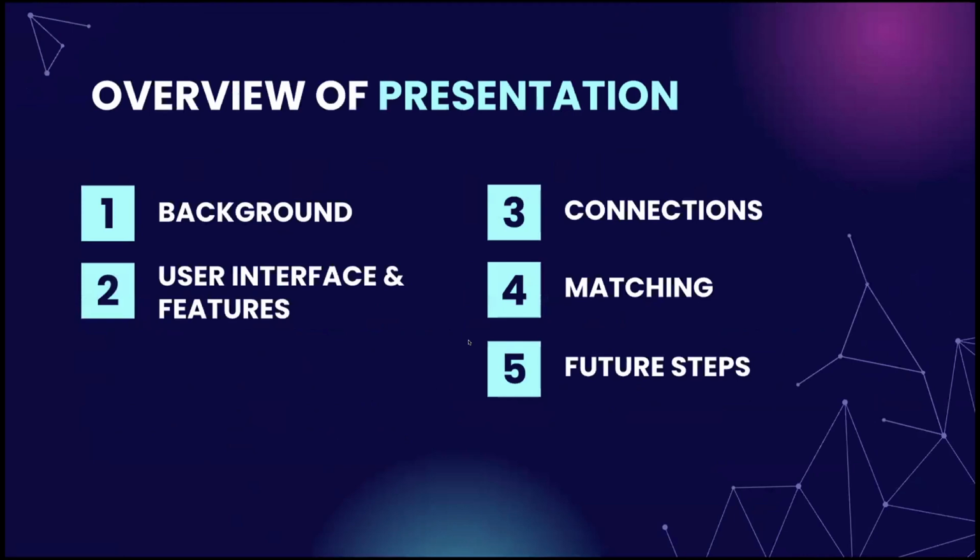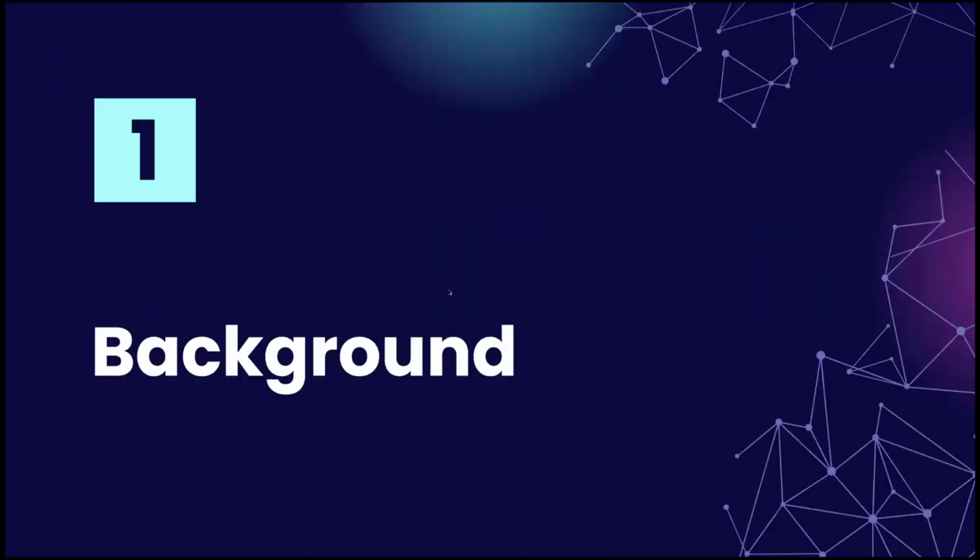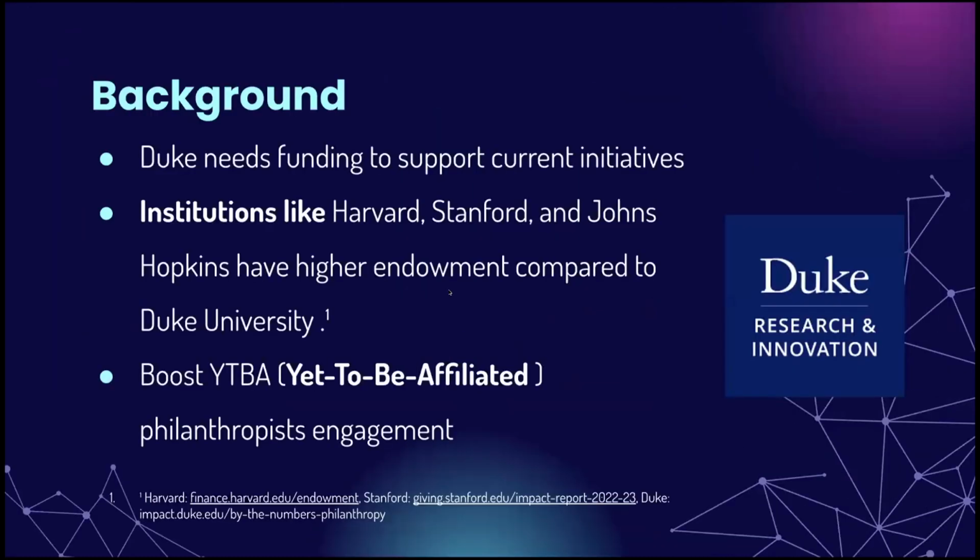So an overview of our presentation is we're going to be talking about the background, user interface and features, connections, matching, and then future steps. So a little bit about the background. Duke powers more than 1,000 initiatives that advance knowledge, but they cannot continue without steady funding. Schools like Harvard, Stanford, and Johns Hopkins have larger endowments, so supporting their work is easier. Duke, however, does not yet have a centralized system for identifying philanthropists who are not yet connected to the university. So creating a unified process to find these yet to be affiliated philanthropists is essential to closing the funding gap.